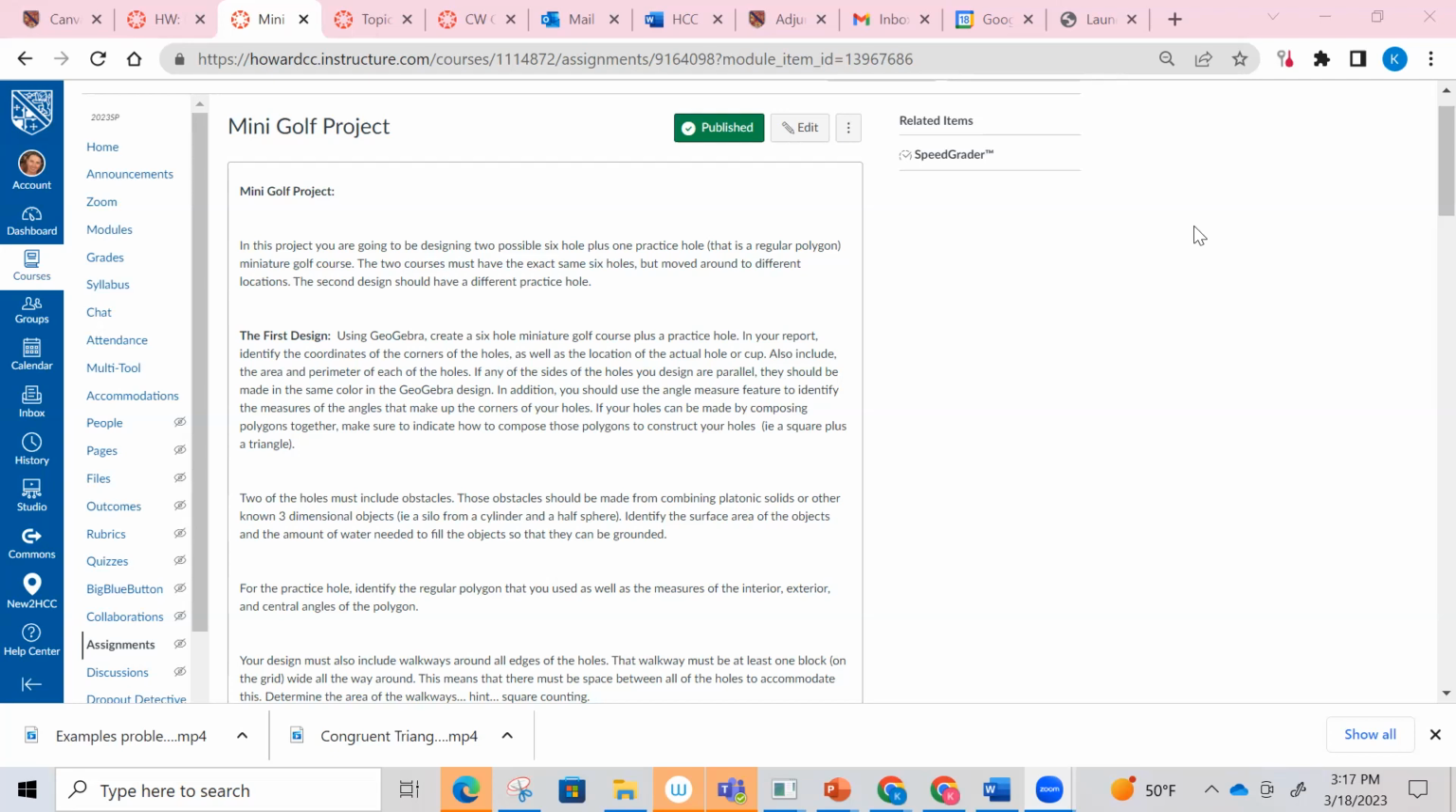If any of the sides of the holes you design are parallel, they should be made in the same color in the GeoGebra design. In addition, you should use the angle measure feature to identify the measures of the angles that make up the corners of your holes. And if your holes can be made by composing polygons together, make sure to indicate how to compose those polygons to construct your holes. For example, a square plus a triangle, right? So that's your first design.